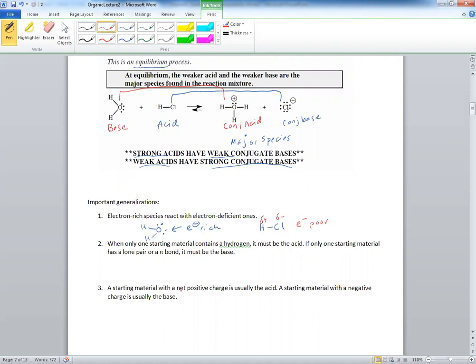A starting material with a net positive charge is usually the acid. So actually, let me go back to that. Talking about pi bonds, for example, is something like having, let's say, ethene. Like this would make it an electron-rich species, or the base. You can think of it this way. We'll get to that a little bit later.